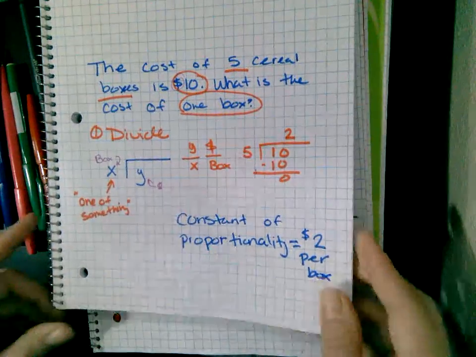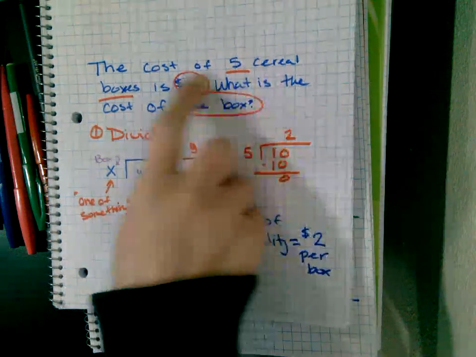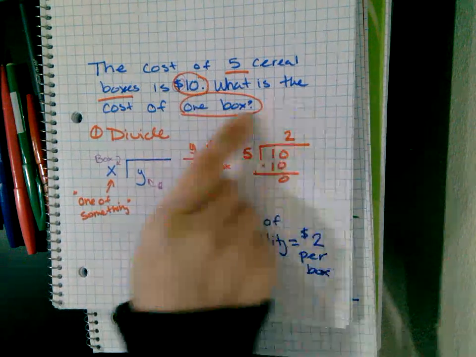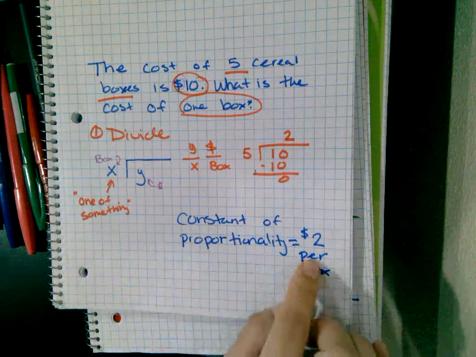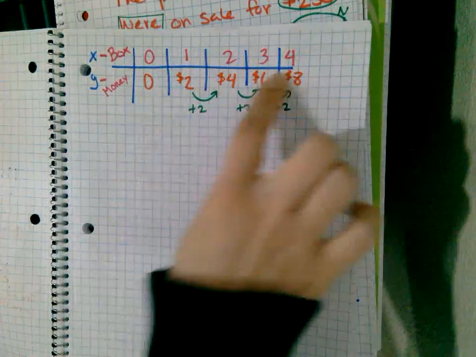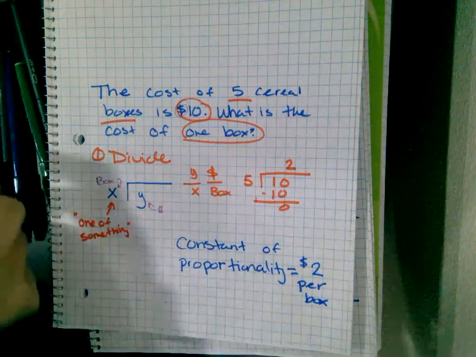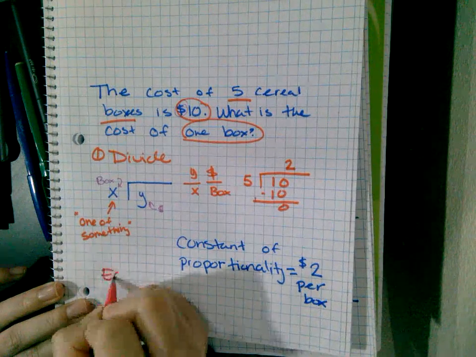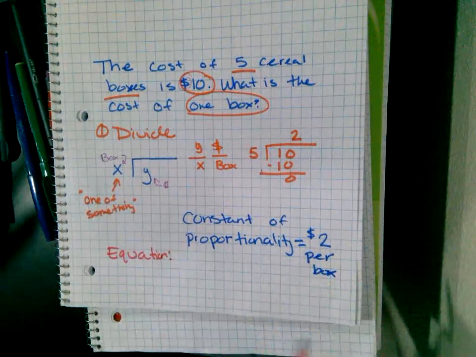Let's look at the example from yesterday, the second one. The one that says the cost of 5 cereal boxes is $10. What is the cost of 1 box, right? We determined that the cost of 1 box was $2, right? And then we did the table. Cool. Somewhere where it fits. What is the equation for the second example?